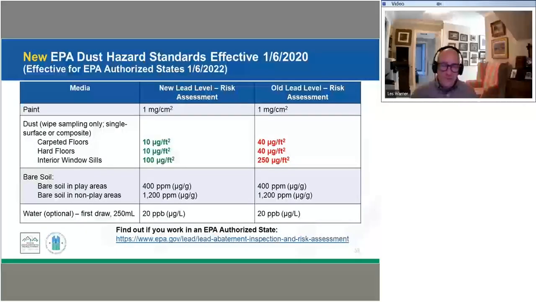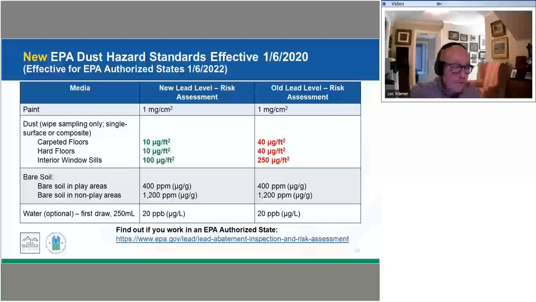Also, we have separate standards for bare soil, and it depends on whether this is a play area versus a non-play area. Those would need to be followed. And then if we were going to be testing water as part of our program, again, not something that's required, we also have standards in place for that.